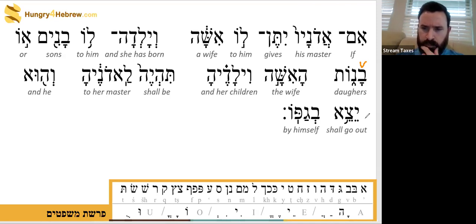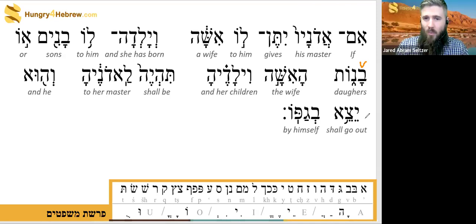Okay, so this answers the question, what if he comes by himself, but his master gives him a wife and then she bears him children? Well, unfortunately, the wife and children stay with the master. It's a hard pill to swallow.